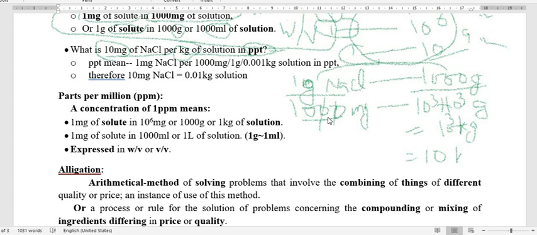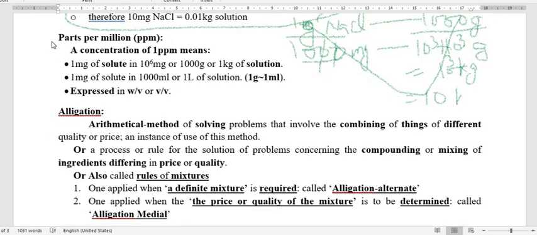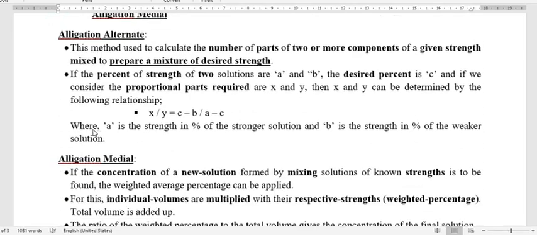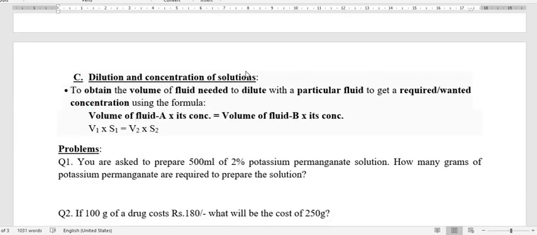I am missing something, so leave it, because it will take time to go through the same. So this is the solution written here. Now part per million we already discussed. Now we have to go through this allegation that we are not going to discuss here, because the numerical value is less used. So in the last we are going through the dilution and concentration of the solution.